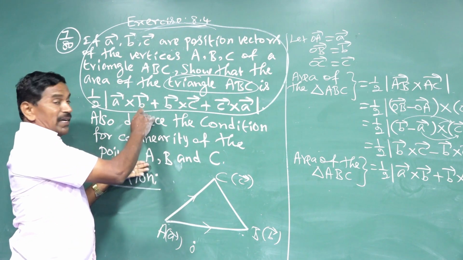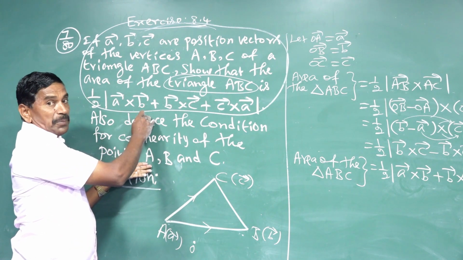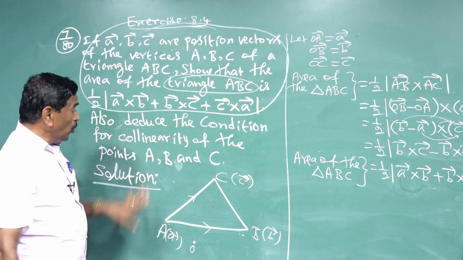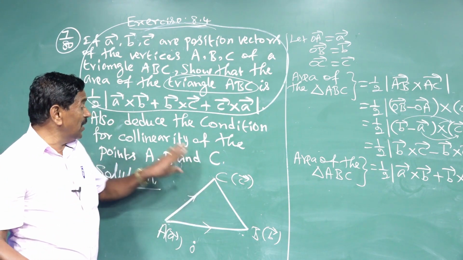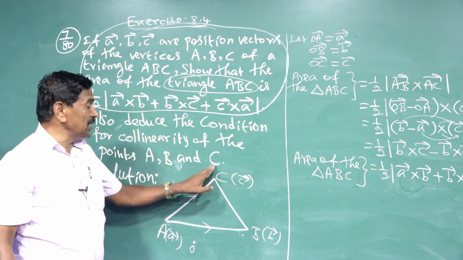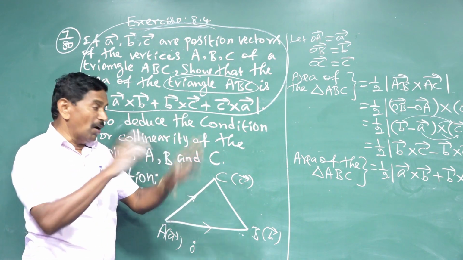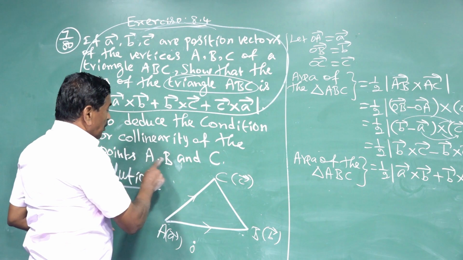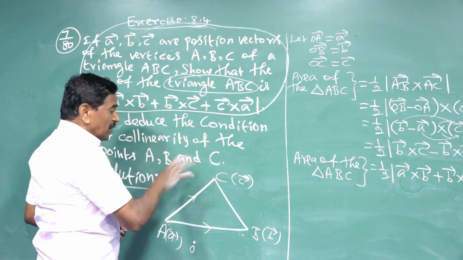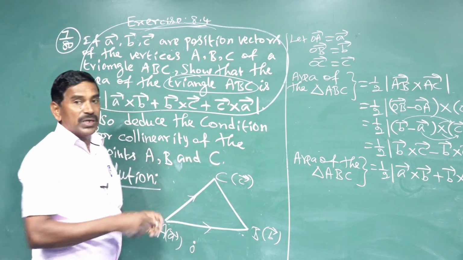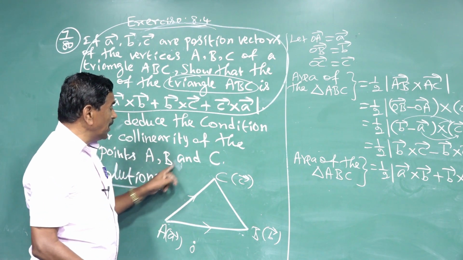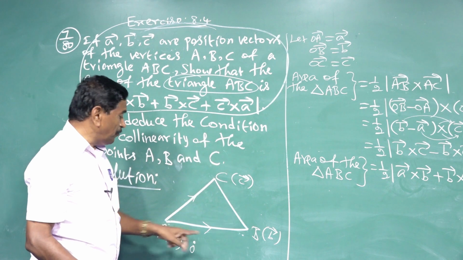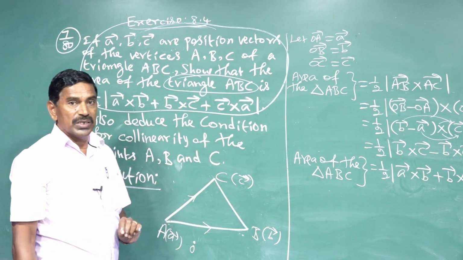Now I want to find second part. I want to answer for second part. Okay. We know that if area of the triangle equal to 0, then the 3 points A, B, C are collinear. Conversely, if A, B, C are collinear, then area of the triangle ABC equal to 0. Okay. So if A, B, C are collinear, therefore area of the triangle ABC is equal to 0.